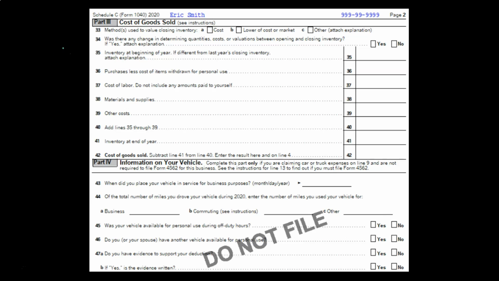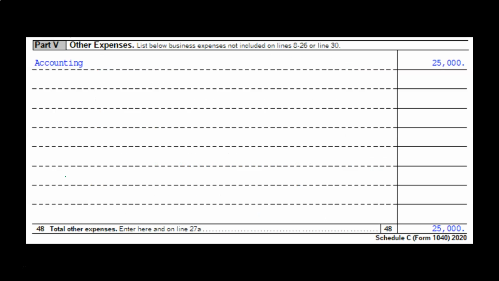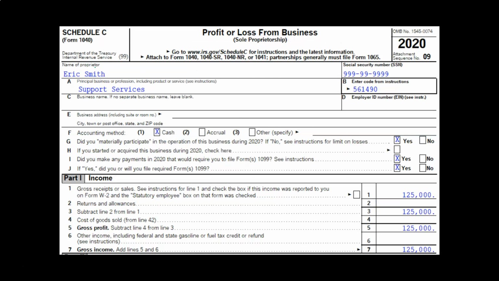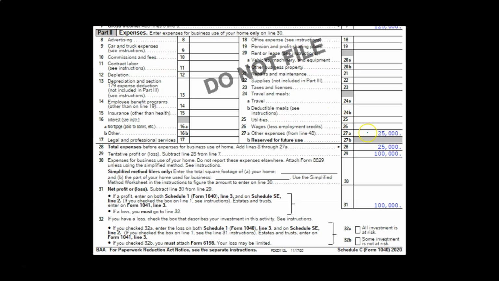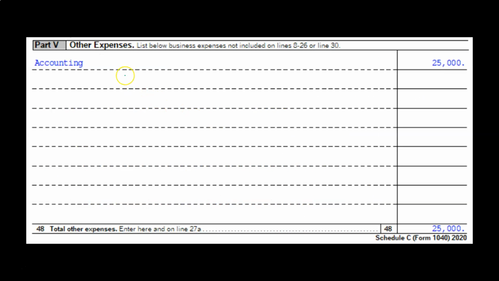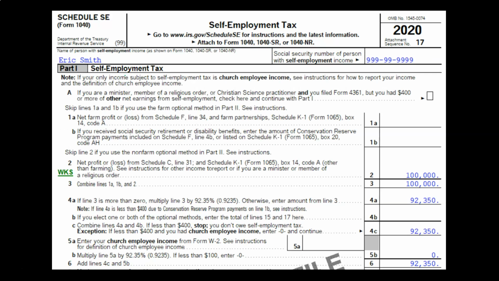This would only be applicable if you're dealing with inventory. And then we have the information on your vehicle as well. And then we have the other expenses. These other expenses are included in the expense line item. So that 25,000 in other expenses, then we break out with another schedule here, and this will give us what the other expenses were. Okay, so then we have the self-employment tax.